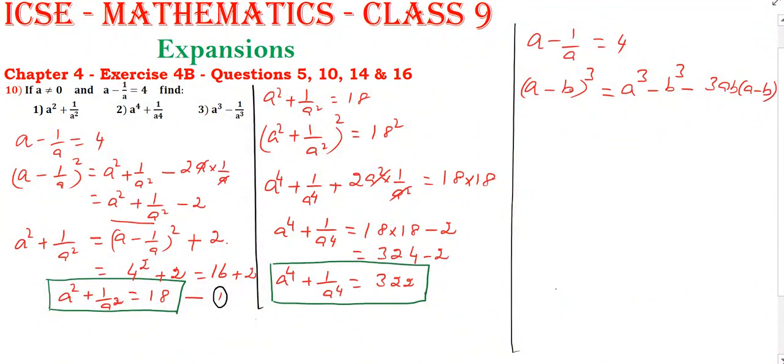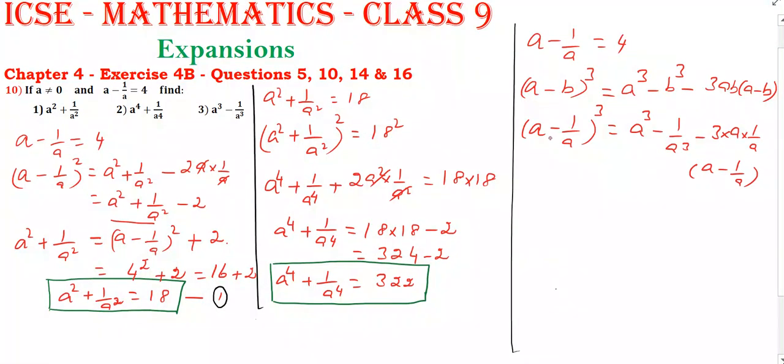So now instead of b we have 1 by a. This is the only change. So we will apply here (a minus 1 by a) the whole cube equal to a cube minus 1 by a cube minus 3 into a into 1 by a into (a minus 1 by a).